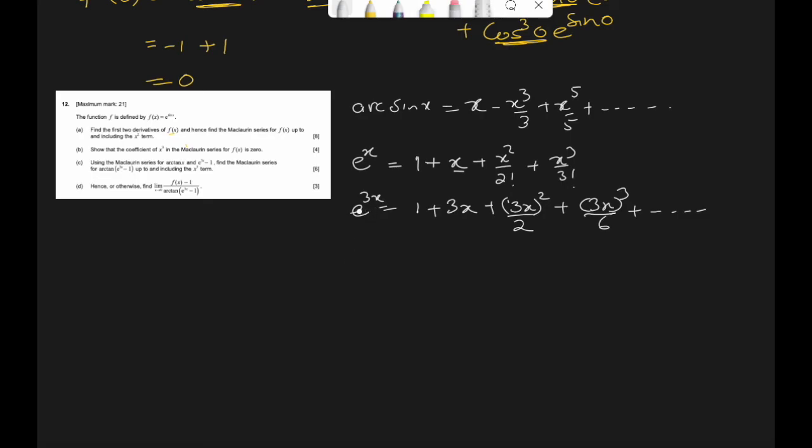We got for e to power 3x, but they're saying e to power 3x minus 1. So let's put minus 1 here, minus 1 here. This 1 will cancel. So this is e to power 3x minus 1, got both of them. Okay. Find the Maclaurin series for arc tan. Okay. So arc tan of e to power 3x minus 1.